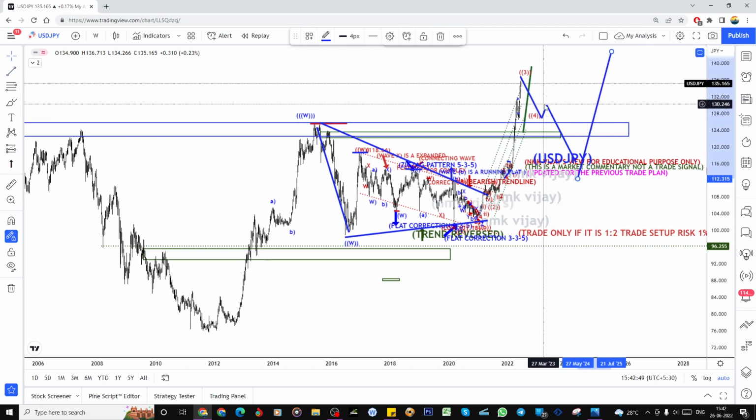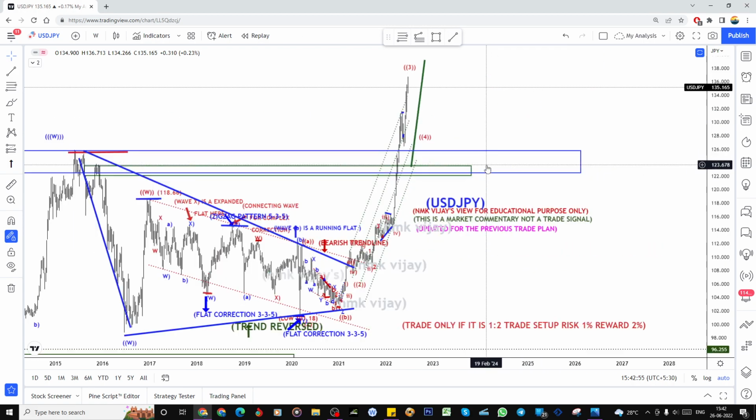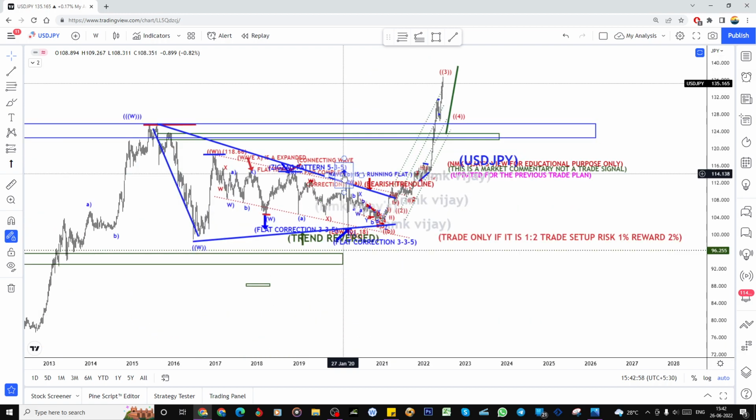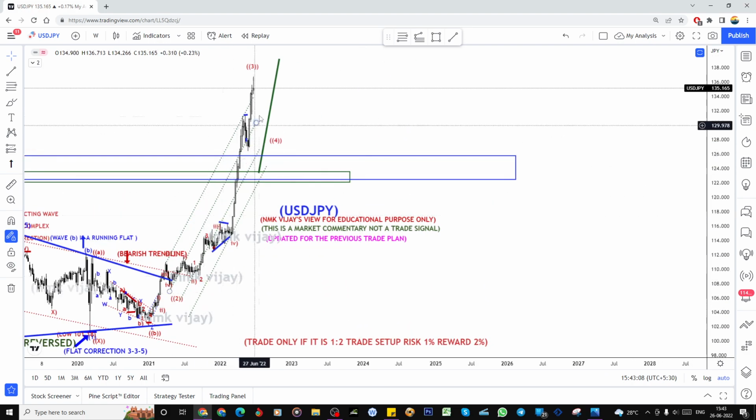So as of now, I'm not in any trade in USD JPY. I'm not in buy and I'm not on the sell side. So until it gets a clear path, we can change it to anything. So A, B, C, D, and E. So if this is an X wave, then we need an A wave. So it is not yet completed, or it is already completed, that we can't know.